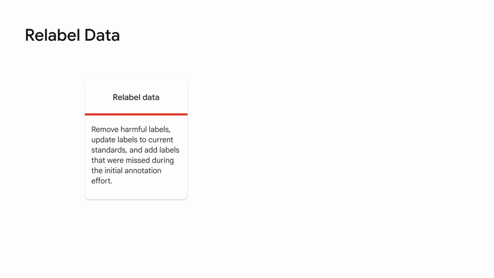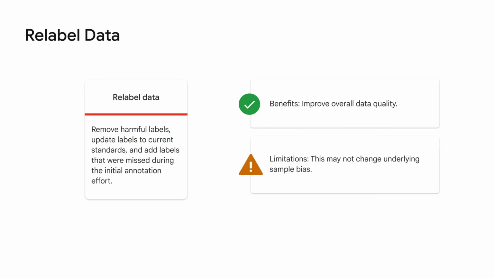And lastly, relabel your data by removing harmful labels, updating labels to current standards, and adding labels that were missed during the initial annotation effort. This method can improve overall data quality. However, this may not change underlying sample bias.